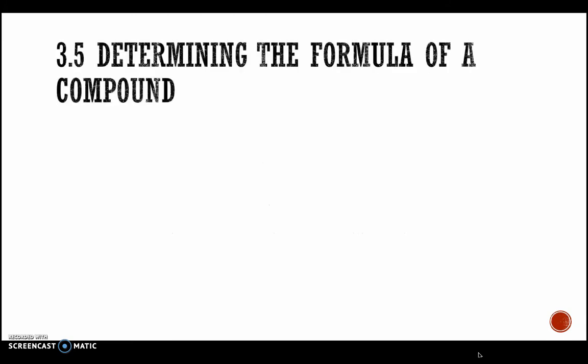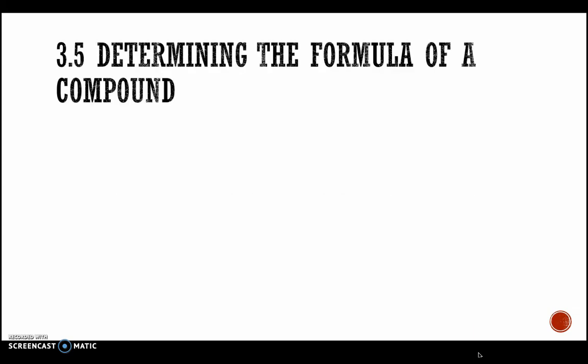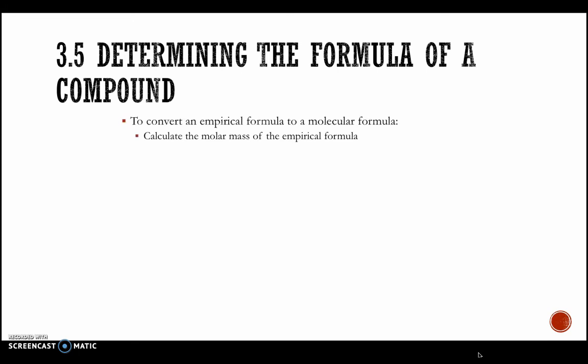Now that we have an empirical formula, let's consider how to get our molecular formula. A molecular formula will be some multiple of the empirical formula. In order to convert one to the other, we need the molar mass of the molecular formula, which was given in the problem. First, we're going to calculate the molar mass of the empirical formula. Our CH5N comes out to be 31.06 grams per mole.